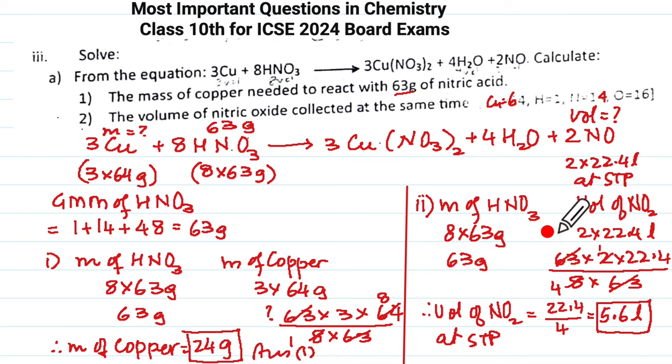So 8 into 63 gram gives you 2 into 22.4 liters. Can you see this? 2 moles means 2 into 22.4 liters at STP, because 1 mole has volume 22.4 liters at STP. Take the numbers across and multiply, divide by the third quantity, and as you can see from the cancellation, 22.4 upon 4, that is the volume of NO, and that is 5.6 liters at STP, and that is our answer 2.